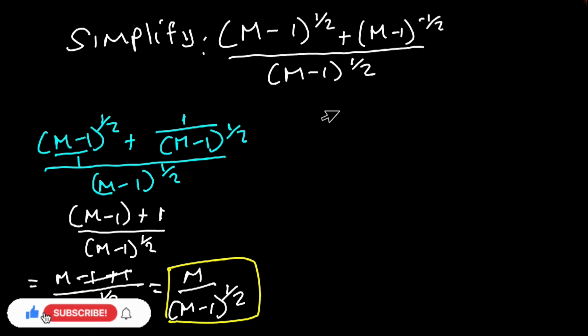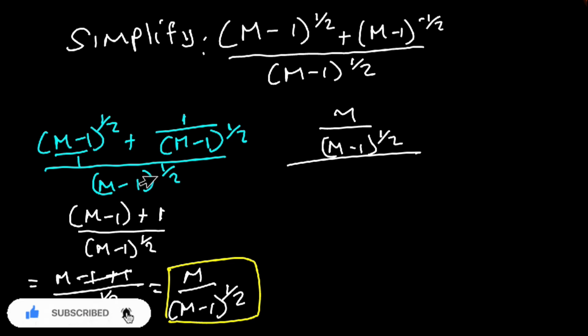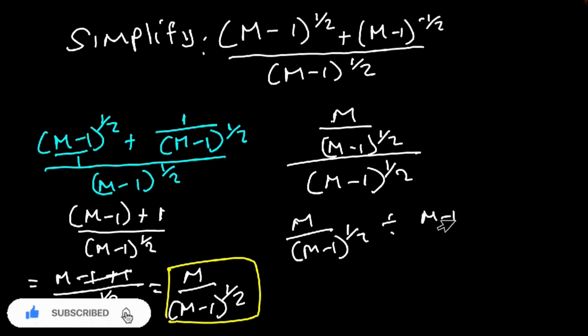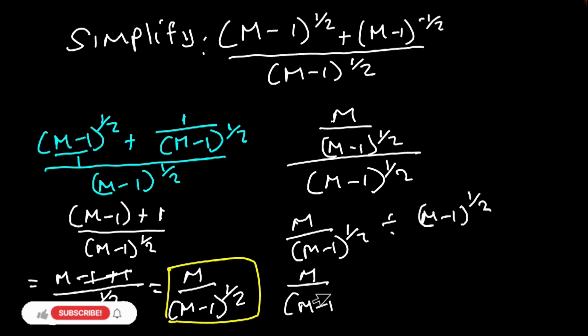So we have m over (m minus 1) raised to the power half, then all over the denominator, which is (m minus 1) raised to the power half. Remember, we only simplified the numerator, which we got this. So we now replace this whole numerator with the answer we got, then over the denominator of the whole expression. So we have m over (m minus 1) raised to the power half divided by (m minus 1) raised to the power half. So this whole thing can be written as m over (m minus 1) raised to the power half, then divided by (m minus 1) raised to the power half.